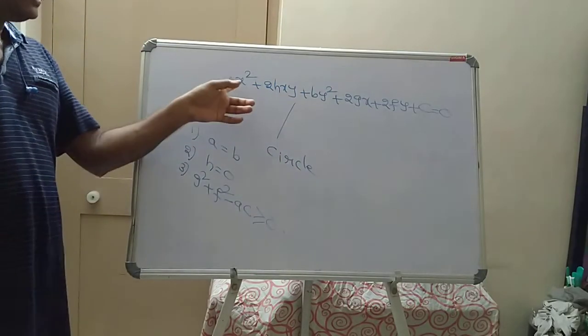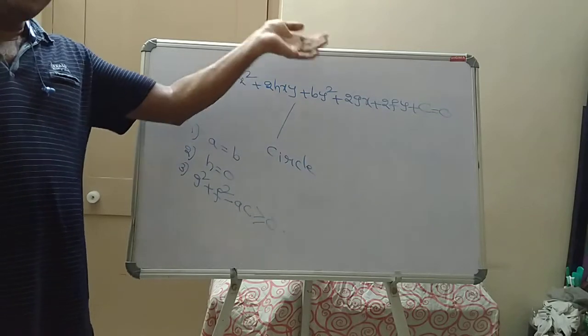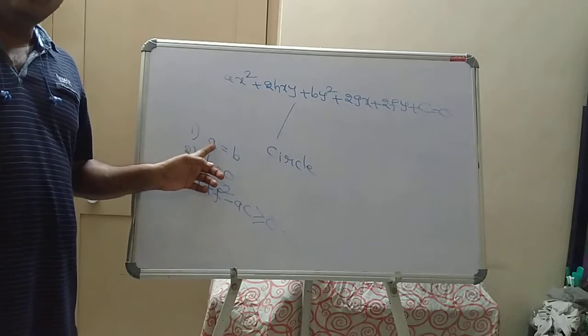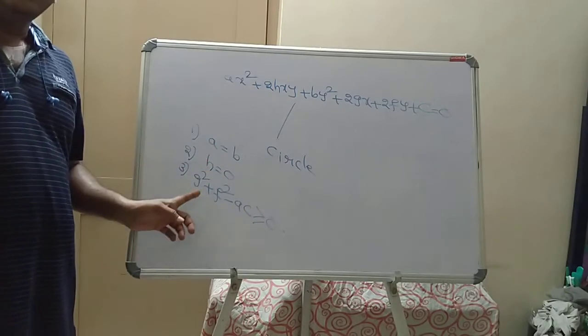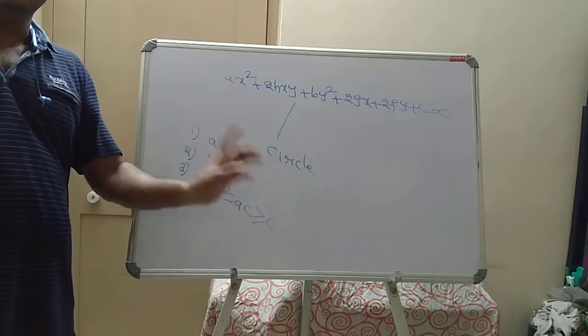So a second degree equation in two variables represents a circle when the conditions a = b, h = 0, and g² + f² - ac ≥ 0 hold.